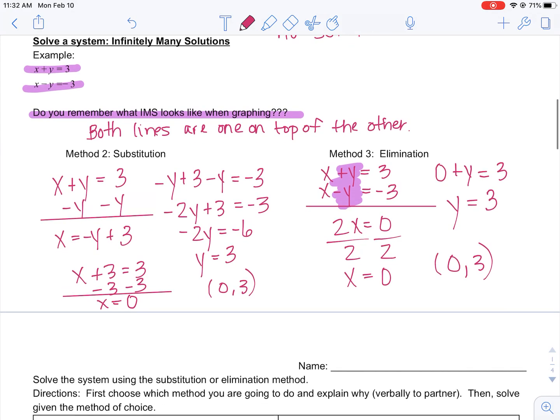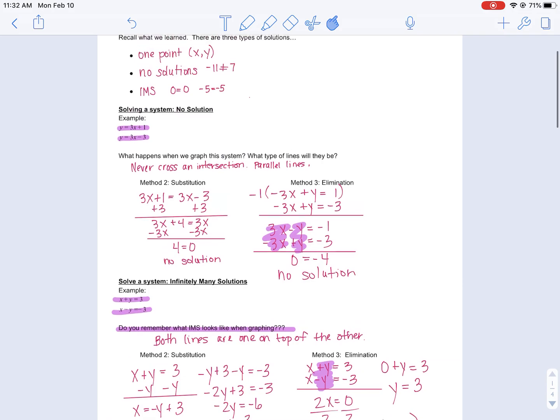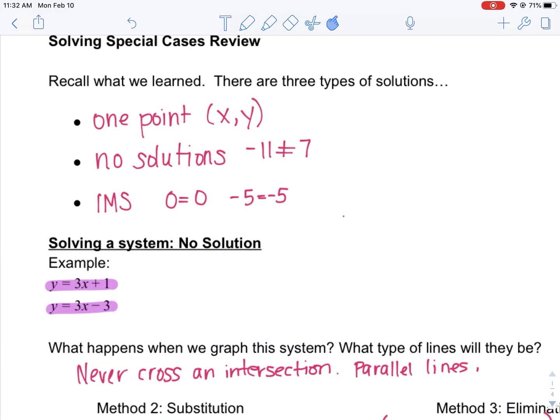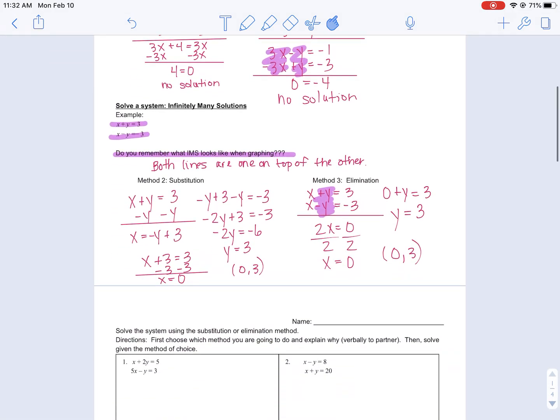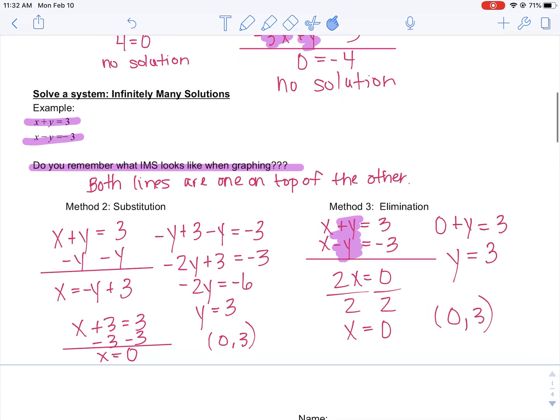IMS should be the same thing equals itself, like I gave you the example at the top. So this one actually is not an IMS example. It is a regular example where you get one coordinate point. Obviously they match, so we've done them both the same, which is why I was waiting to go back. But an IMS would be where you substitute or eliminate and you get something like 3 equals 3 or 0 equals 0. So sorry about that.